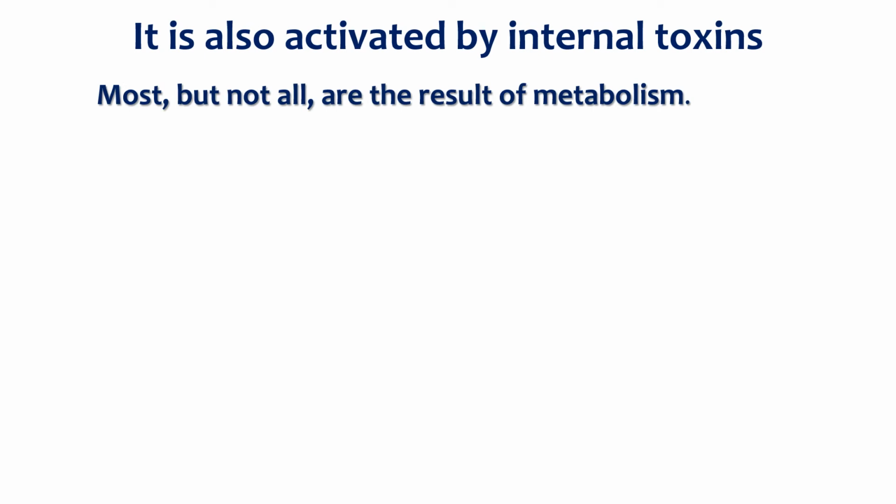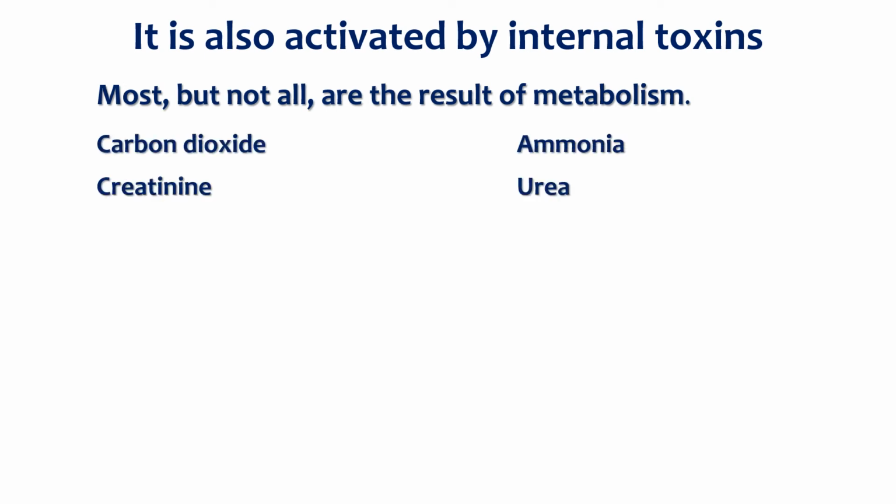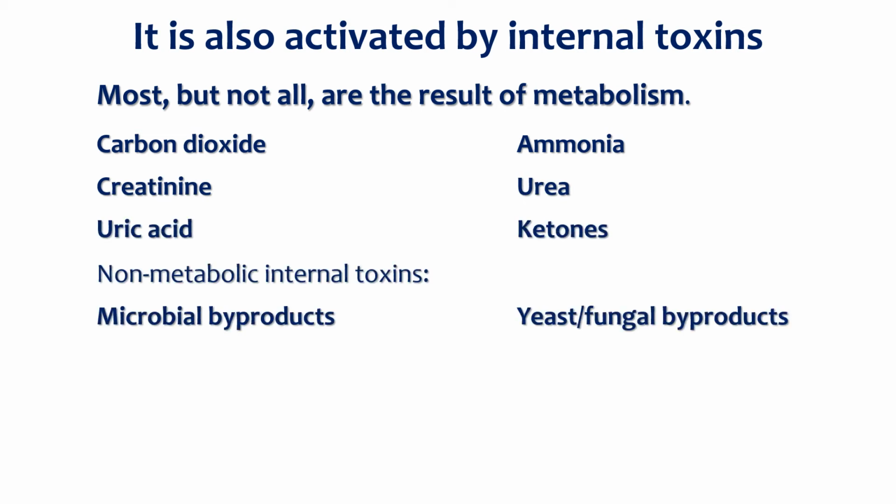But it is also activated by internal toxins. Most, but not all, of these are the result of metabolism, and some of the most deadly of our internal toxins include carbon dioxide, creatinine, uric acid, ammonia, urea, and ketones. All of these in excess will damage our tissues, damage our organs, and can potentially kill us.